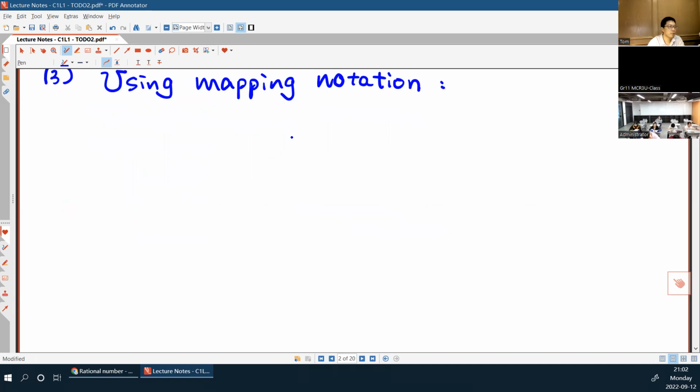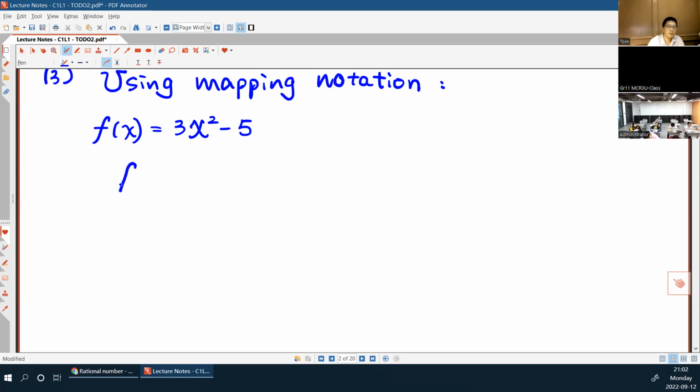Mapping notation can replace the function notation. For example, this is a function notation, right? f(x) equals 3x squared minus 5. If we rewrite this function using mapping notation, we can write it like this.